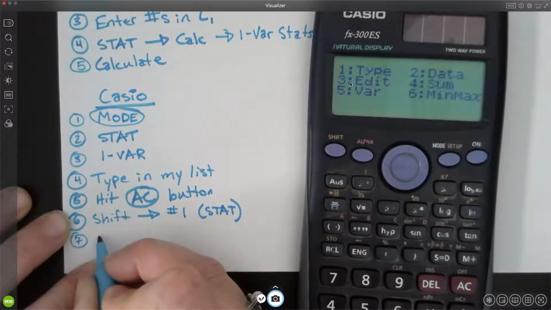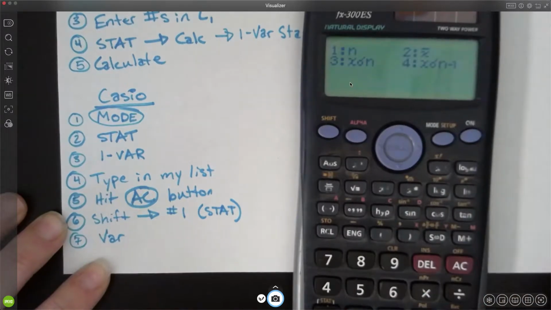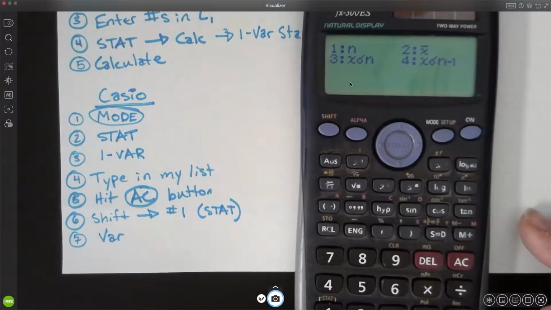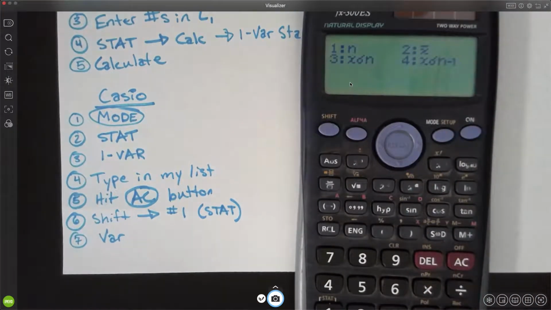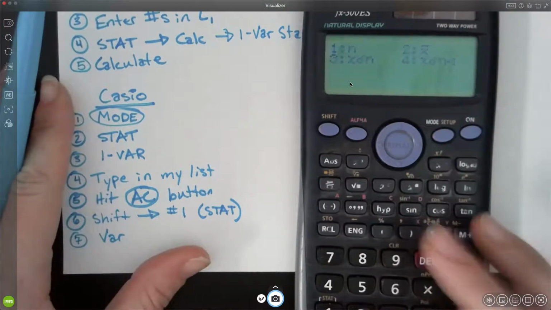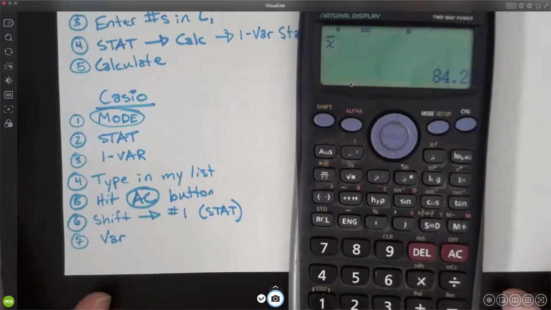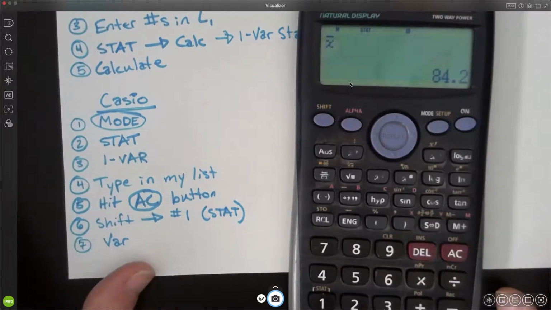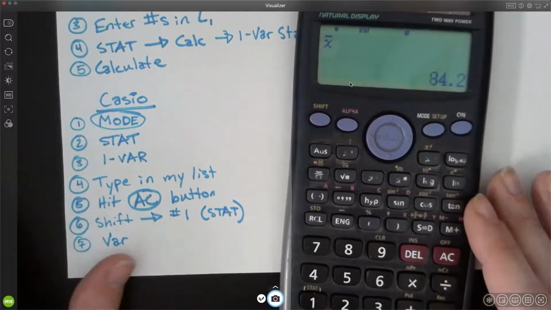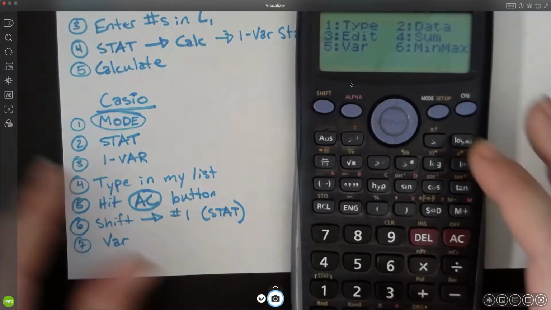You hit VAR, whatever number that is. Mine is number 5, so I'm going to type in the number 5, and then it's going to take me here. If I want N, or X bar, or some of that other stuff, I want the X bar, so I'm going to hit the number 2, and I hit Enter. That means my average, or my X bar, is 84.2. Do you see that? Now if I want to go back, this is kind of the pain, because it will only show you one thing at a time. If I want something else, I have to hit Shift, Stat, and go back again.